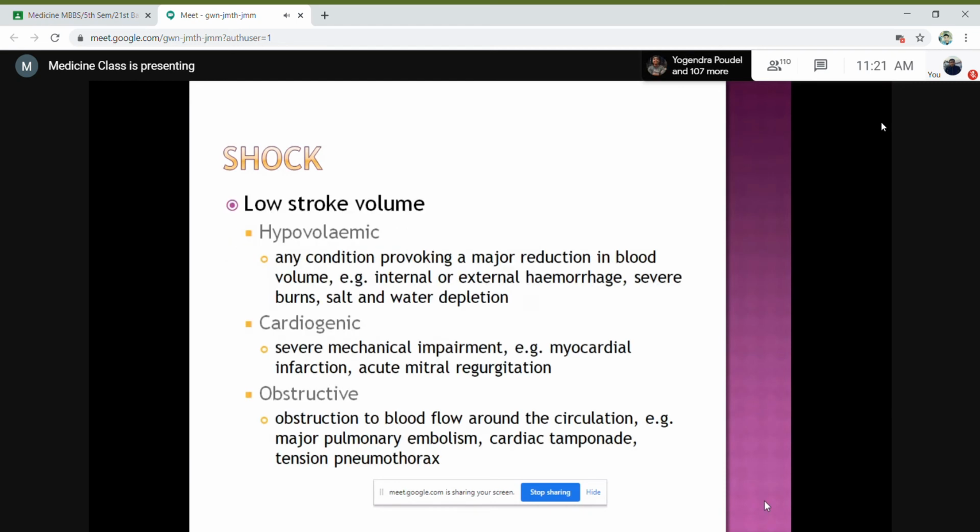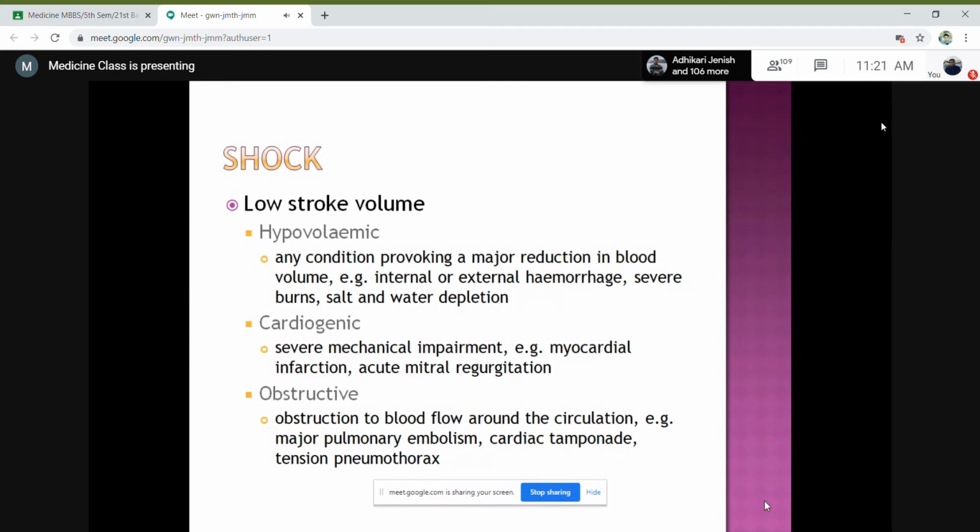So low stroke volume may be because of hypovolemia. Any condition provoking a major reduction in blood volume, that may be internal or external hemorrhage, severe burn, fluid and water depletion. So hypovolemic shock may be as a result of hemorrhage, road traffic accidents. It may be because of excessive diarrhea, excessive vomiting, leading to salt and water depletion, and it may be as a result of severe burn.